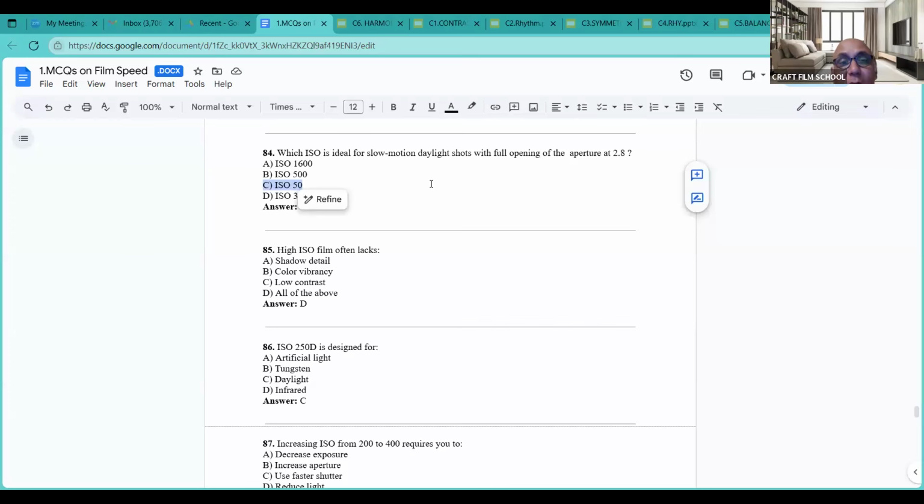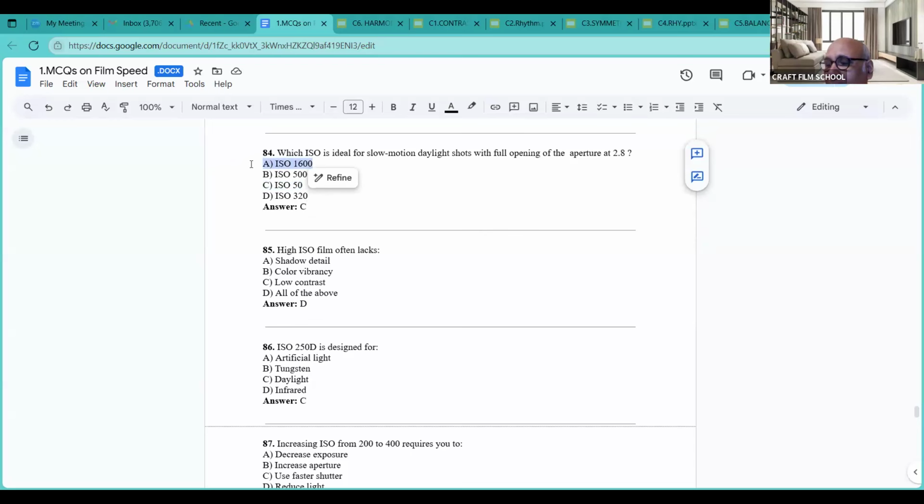How can I go up? How can I boost if I'm using a 50 ASA film? I cannot. I don't have that tool. I don't have that freedom. My freedom lies only when I am using the highest available shutter speed or highest available film speed at that point. Only then I can compensate.